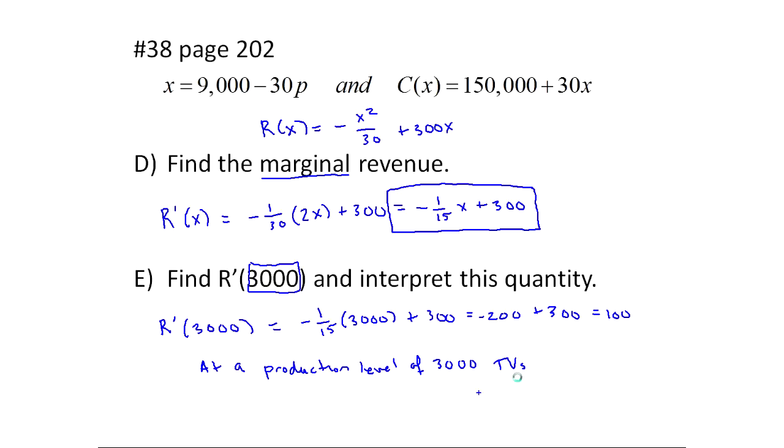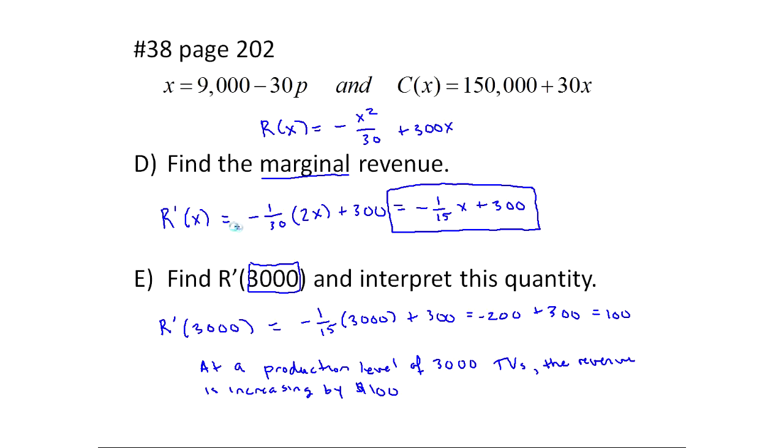So at a production level of 3,000 TVs, this is the change in revenue. It's positive and it's 100. So I would say it's increasing. So the revenue is increasing by $100. Now we can be more specific.